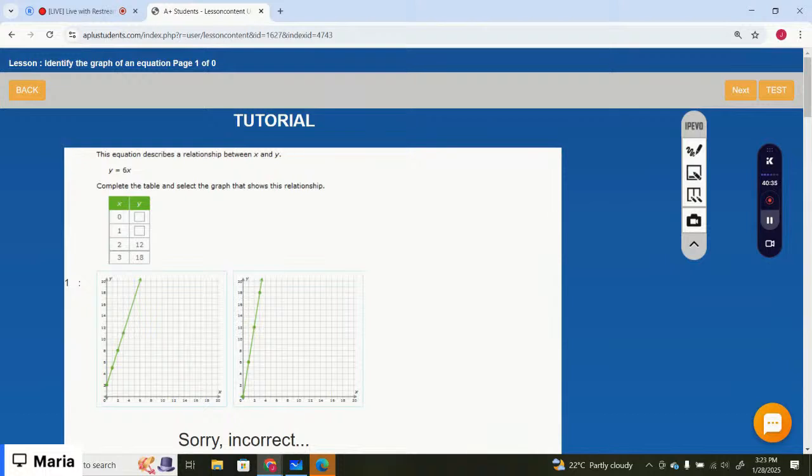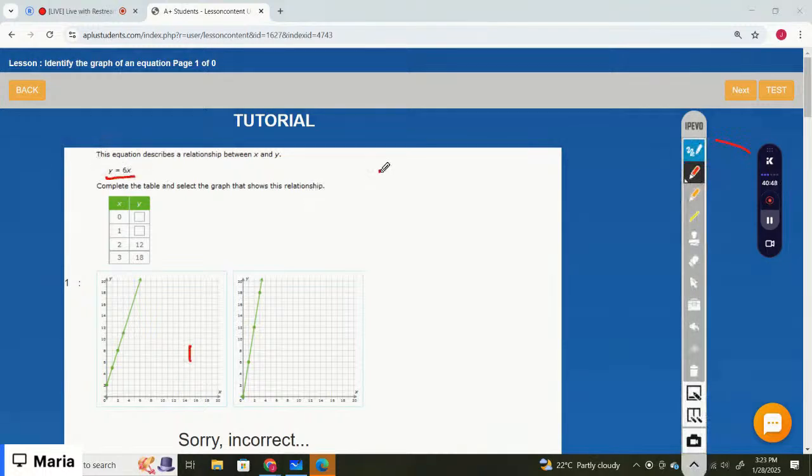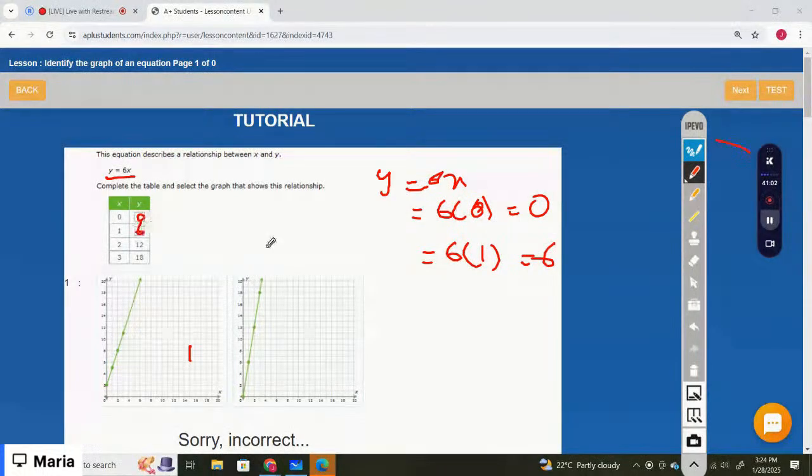So just look at the equation and then the graph. First you have to complete the table and then you have to graph. So you have 0, 1 and 2. You are given the equation that is y equals 6x. So put x equals 0. 6 times 0 is 0, so when x is 0, y is 0. When x is 1, that is 6. So when x is 2, that is 12. When x is 3, that is 18.